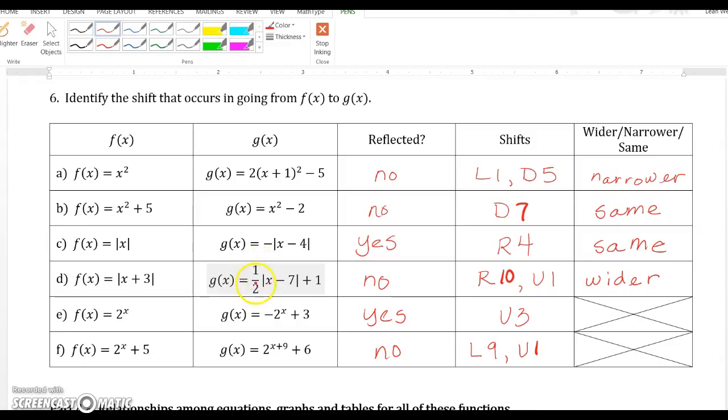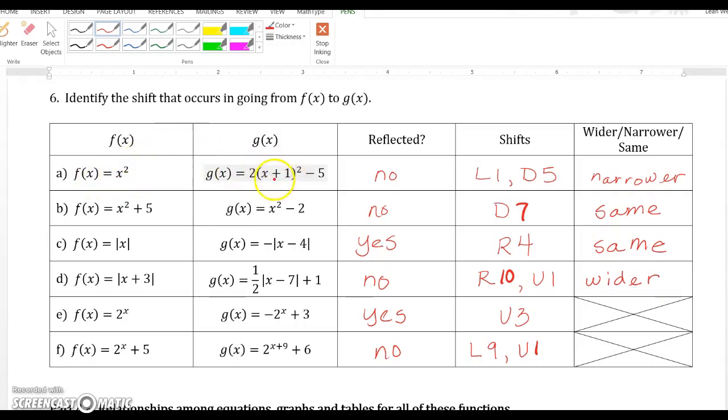So when you have an a value that is between 0 and 1, like 1/2, that is going to make it wider. Okay, and then back to here, shifts. Remember on this, we're looking at what happens from f of x to g of x. So this is just x squared. So that's the parent graph.